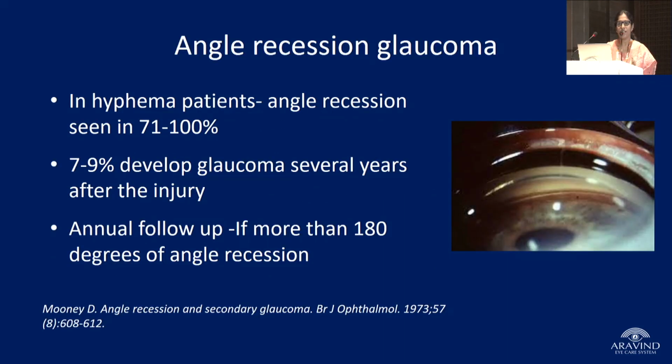So we know that angle recession glaucoma is the most common one. And in patients who have hyphema, angle recession is seen in around 71 to 100% of patients. So 7 to 10% of them develop glaucoma over a period of years after the injury. What is important here is you might not just treat the patient immediately, and then the inflammation comes down, intraocular pressure comes down, and then you forget about the patient. It is important to follow up all these patients annually with gonioscopy, especially those patients who have an angle recession of more than 180 degrees at the first visit.